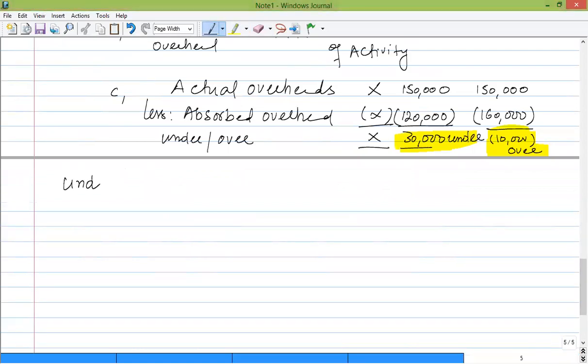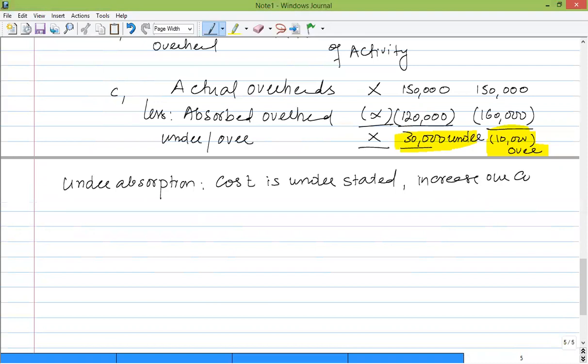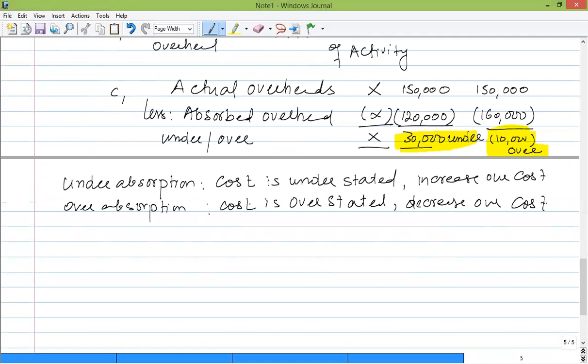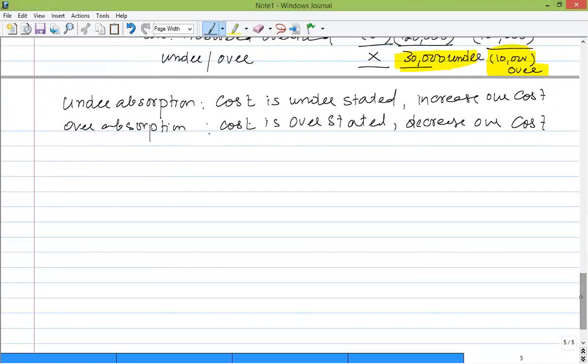Under absorption means cost is understated. That means we have to increase our cost. Similarly, over absorption means the cost is overstated. That means we have to decrease our cost.